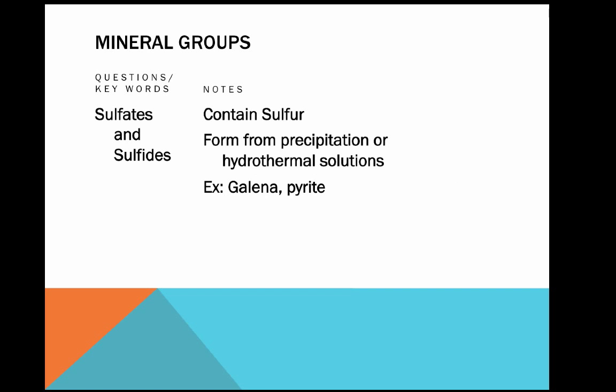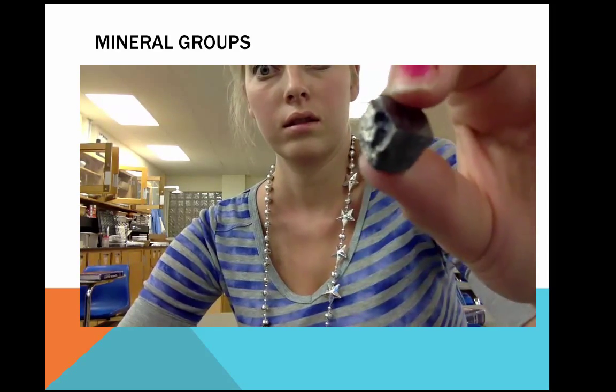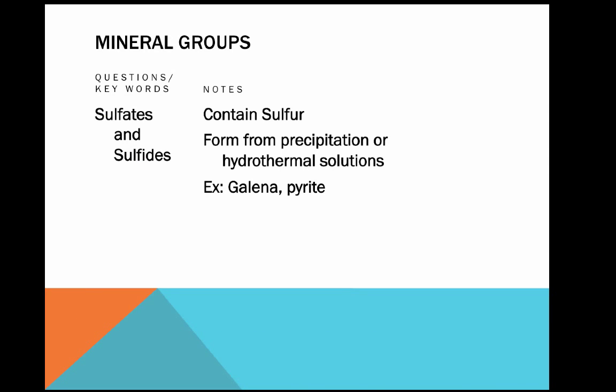Our next group is our sulfates and our sulfides. Just like the name would suggest, they contain sulfur. They usually form from precipitation, which is when water is evaporating, or our hydrothermal solutions like Glenwood Hot Springs or Pagosa Springs. Galena right here is a good example, and so is pyrite. These ones would perform the same as 2 and 4 on our acid test from our lab this week because they contain that sulfur. So with the acid test, whenever it contains the sulfur, it's going to smell.